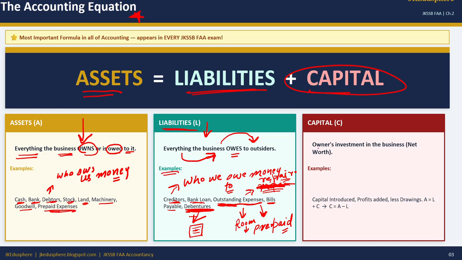So, what is capital? Capital is the owner's investment in the business. Whatever the net worth is, that the owner holds, is the capital. Whatever the owner invests is the capital. For example, capital introduced, whatever investment is done for the first time, the profit earned less drawings, the cash that we have. These are the capital.